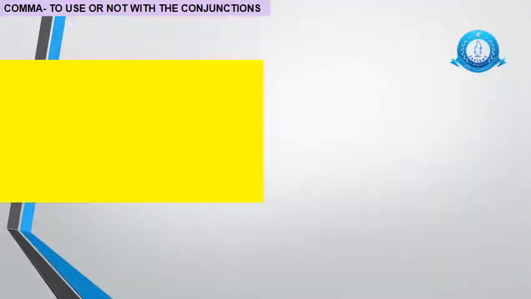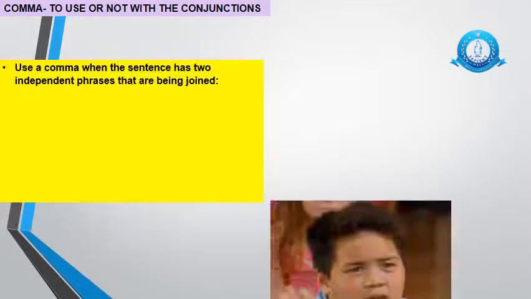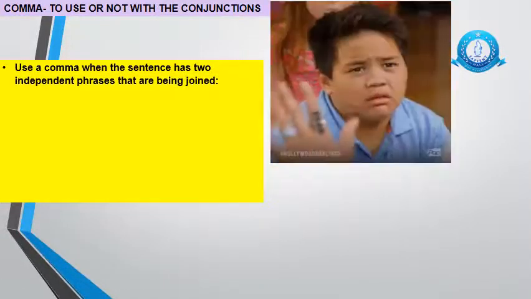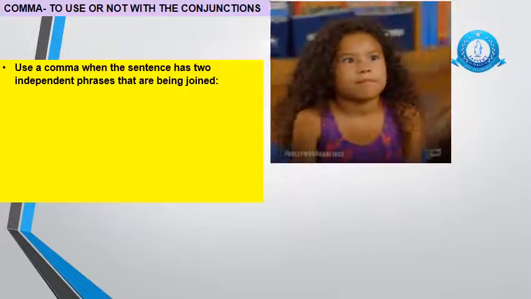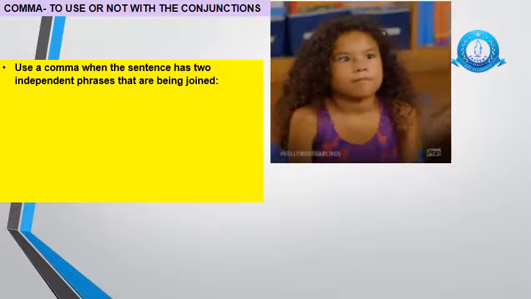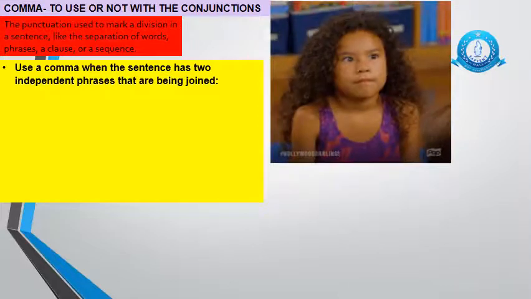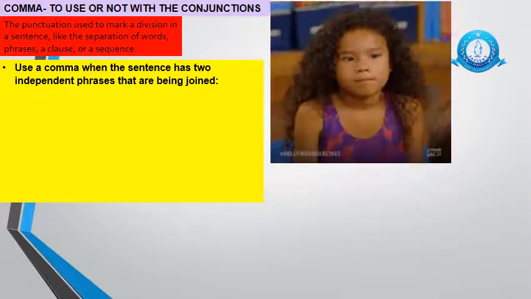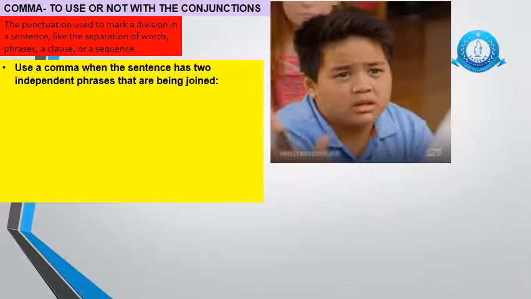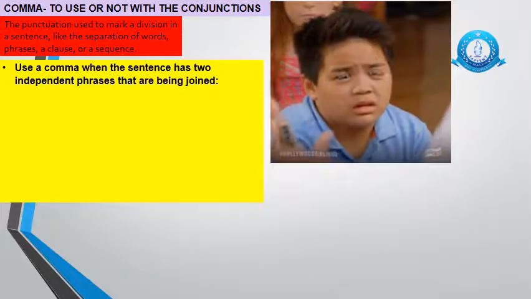Right, the comma: to use or not with the conjunctions. Now this can get a little confusing, but we will look at a couple of rules to help you and make things a lot clearer. Now, the comma is basically the punctuation used to mark a division in a sentence. So it separates words, phrases, a clause, or a sequence like you have in word lists.